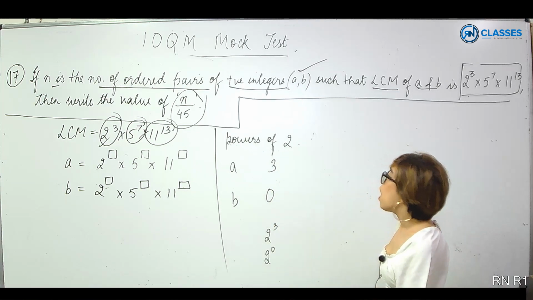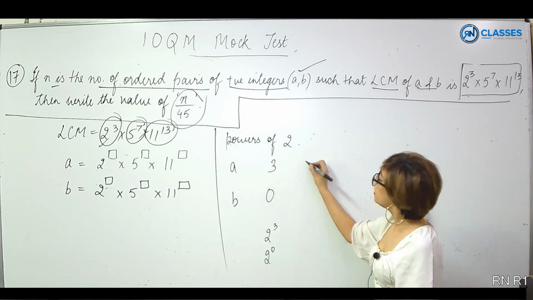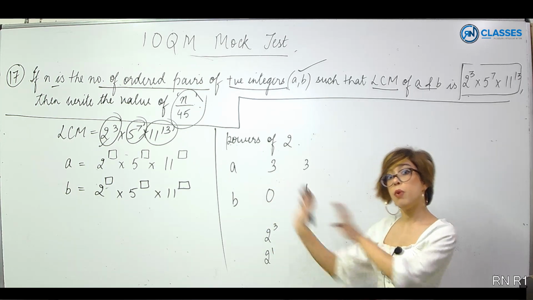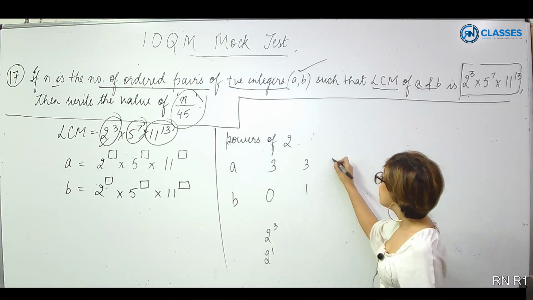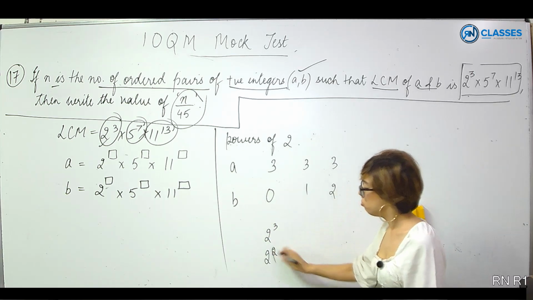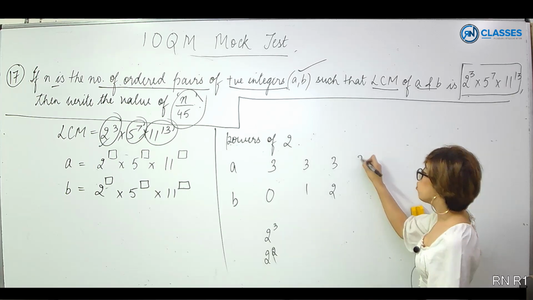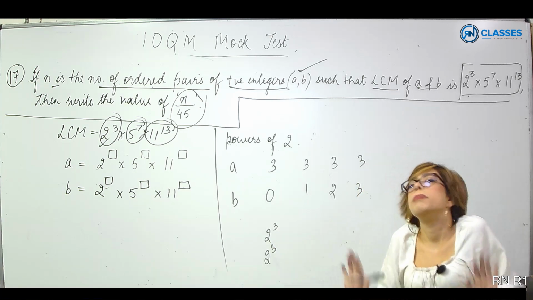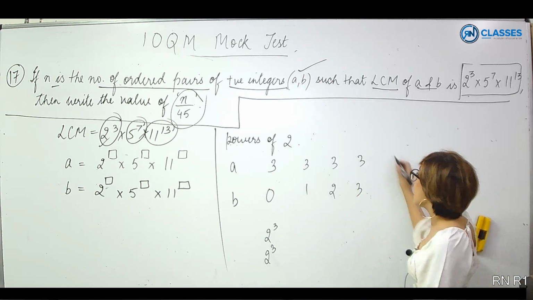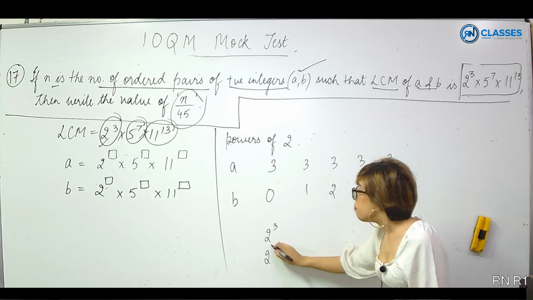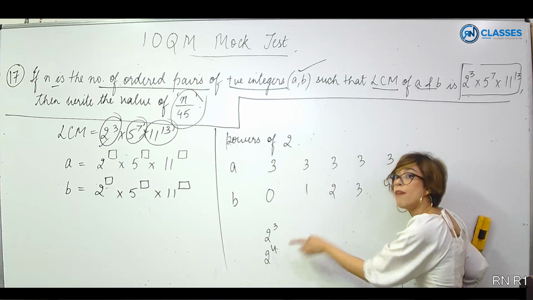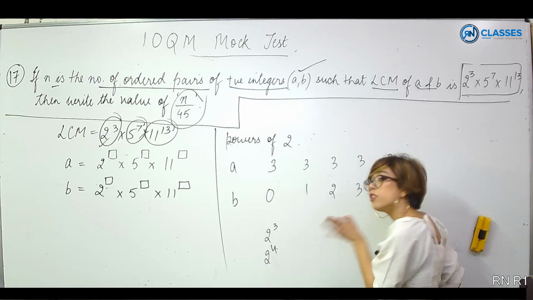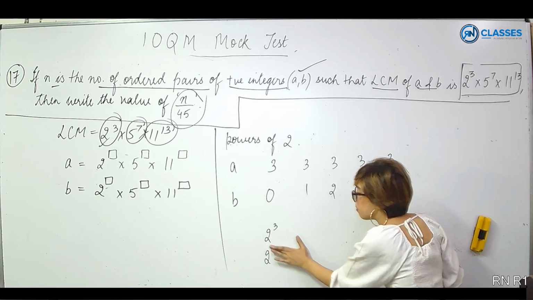Cool? Now again, let the power of 2 be 3, but corresponding to this, let the power be 1. LCM would have 2 raised to 3. Another case, 3 and 2. LCM would have 2 raised to 3. Then 3 and 3. In this case, obviously they are the same, the highest would be 3. Now, you think I can have 3 and 4? Mind it, if I do that, my LCM would have 2 raised to 4, but my LCM has 2 raised to 3. That means this power cannot exceed 3. So maximum 3 can be there.